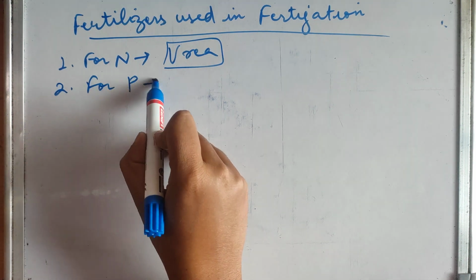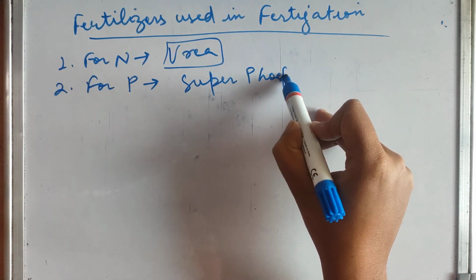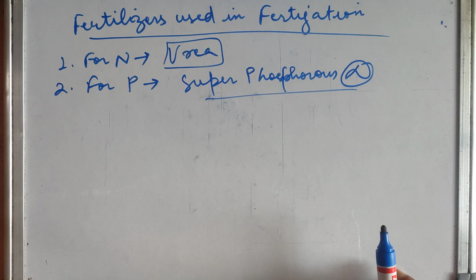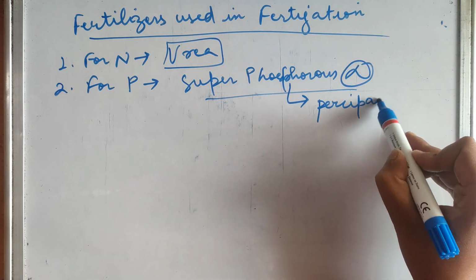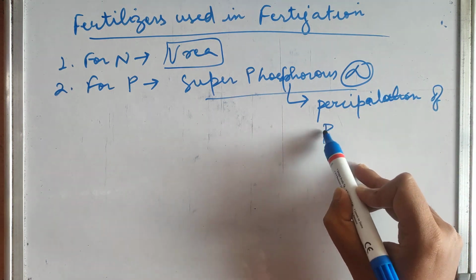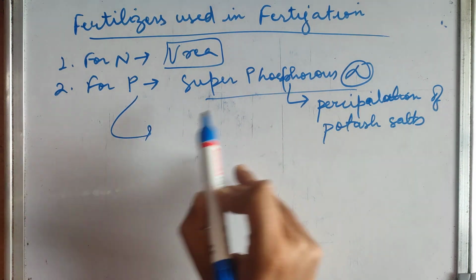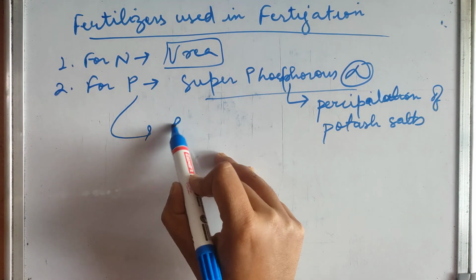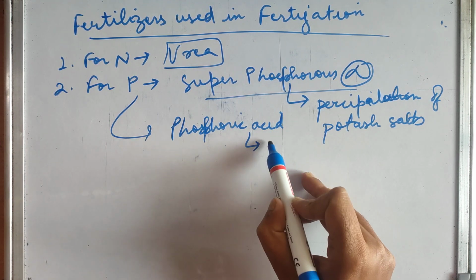For P, super phosphate is avoided. It is not used in fertigation as it causes precipitation with potash salts. Thus, for P, instead of super phosphate, we use phosphoric acid, as it is available in liquid form.